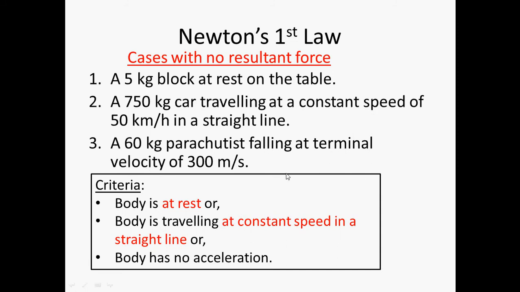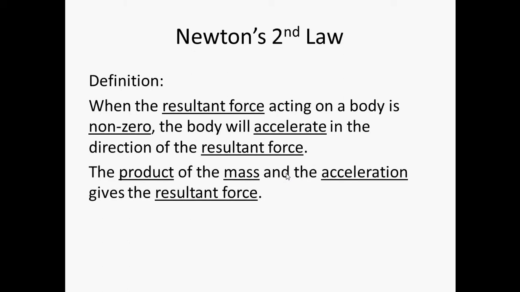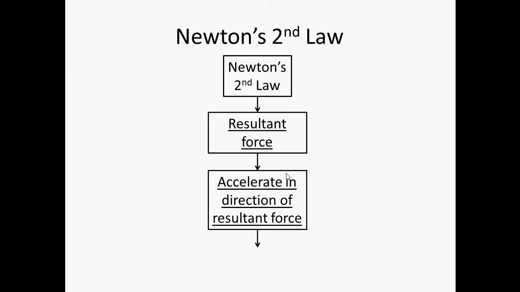Okay, let's move on. So what is the second law? The second law states that when the resultant force acting on the body is non-zero, the body will accelerate in the direction of the resultant force. The product of the mass and the acceleration gives the resultant force. In a nutshell, Newton's second law is a resultant force law, and because of the resultant force, there will be acceleration, and the object will accelerate in the direction of the resultant force.